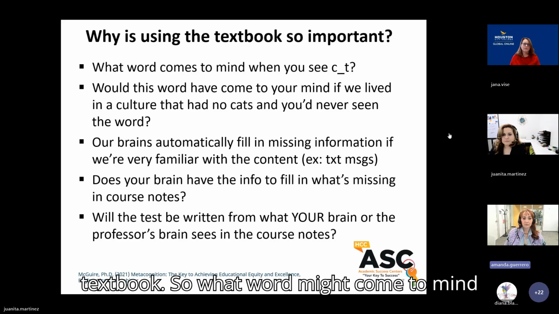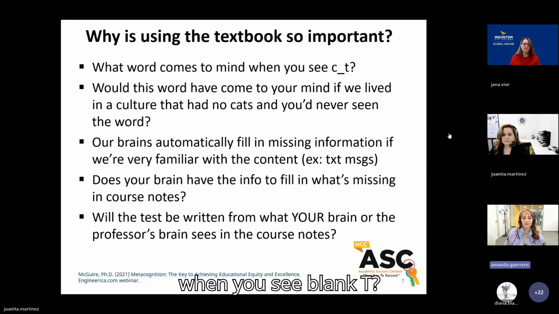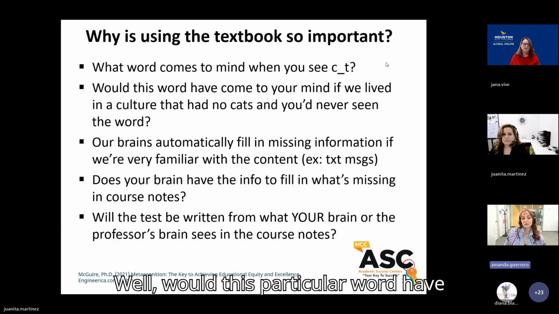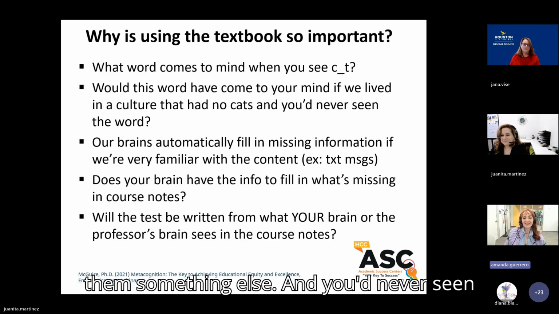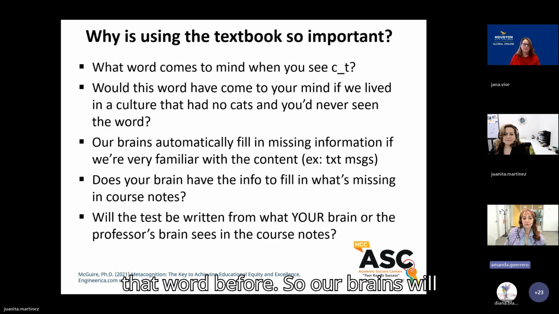So what word might come to mind when you see C blank T? Well, would this particular word have come to your mind if we lived in a culture that had no cats? Or they didn't call them cats, they called them something else, and you'd never seen that word before. So our brains will automatically fill in missing information if we're familiar with the content. Other examples like TXT, MSGS, text messages, right?